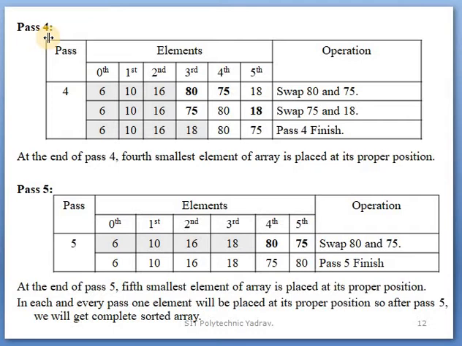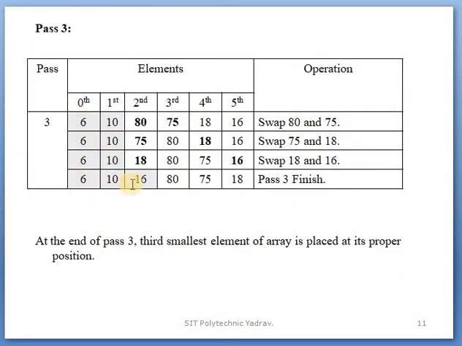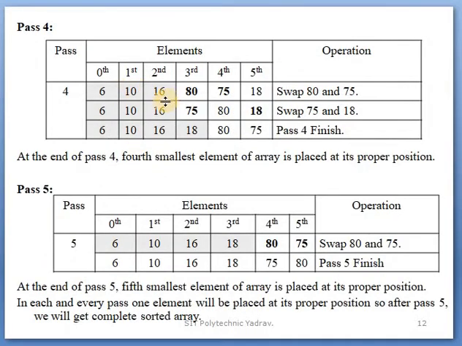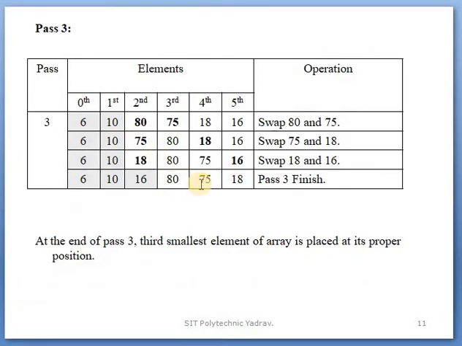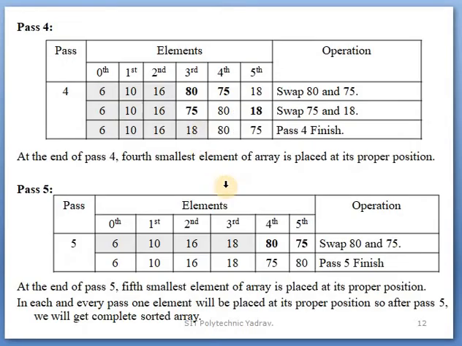After pass 4, which numbers are taken? 6, 10, 16. After that, 80, 75, 18. In that we select which number? The third position or third index. Select that number. Okay. 80.